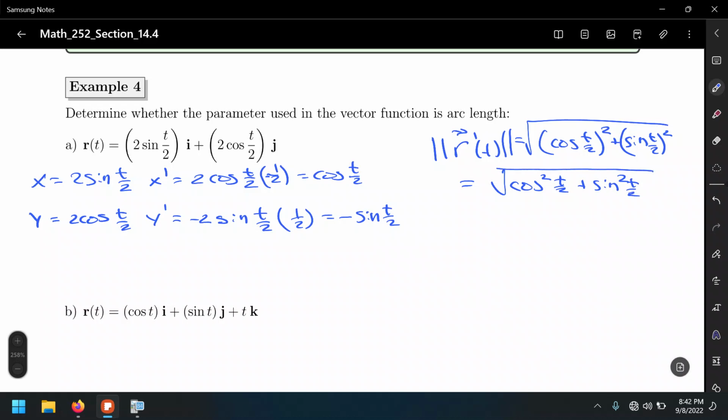And what is that quantity inside of the parentheses? It's one of the identities. Cosine squared plus sine squared of whatever angle equals 1. So that's the square root of 1, which equals 1. What is our conclusion? Is this an arc length function? Yes.